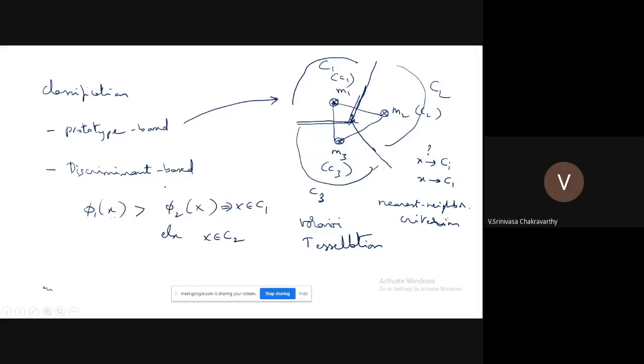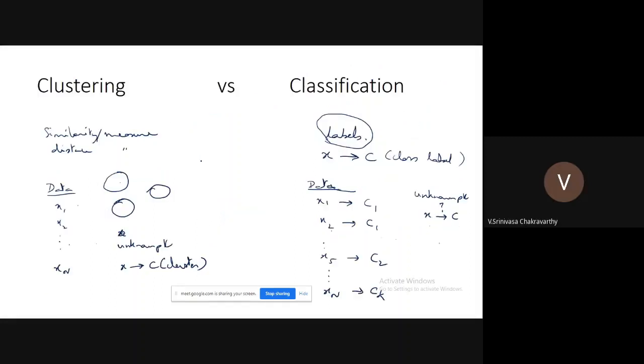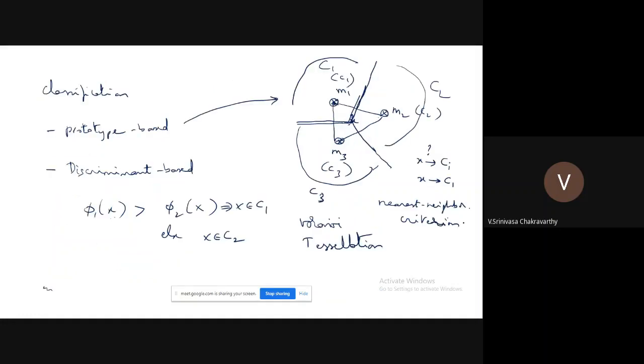Okay, good morning. So yesterday we began discussing classification and we saw how it is different from clustering. In clustering, you have a bunch of data and you have a similarity measure or a distance measure. Using that, you are divided into groups in such a way that within a cluster, the distance is small and across clusters, the distance is large. This is the basic guideline. Whereas in classification, right from the beginning, you are given the data points and the corresponding labels. So given a bunch of data and the corresponding labels, if you are given a new data point, you need to find out what is the label.